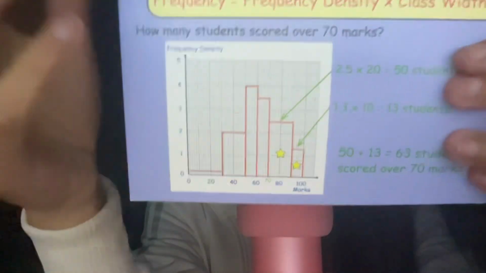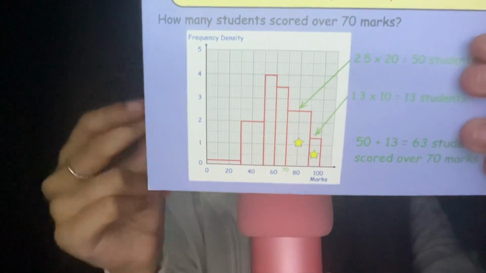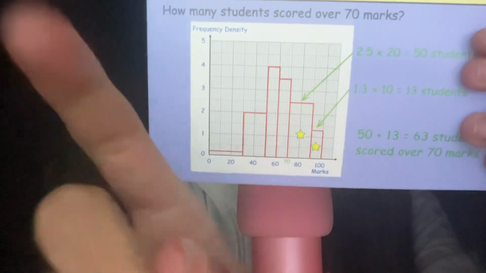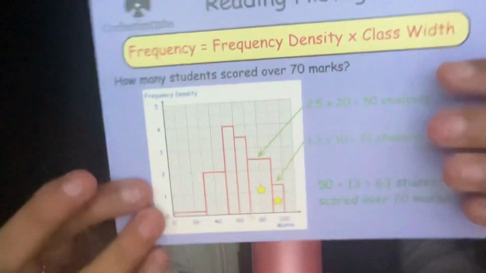But yeah, the equation for frequency is frequency density times class width. So class width is how many people are accounted for, how many things are accounted for, measured.